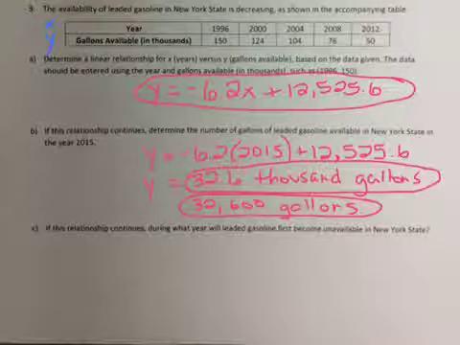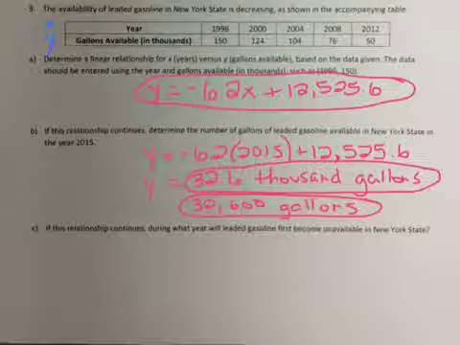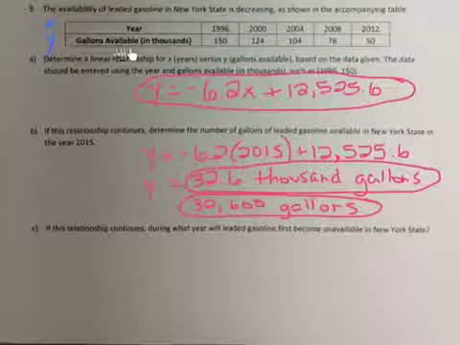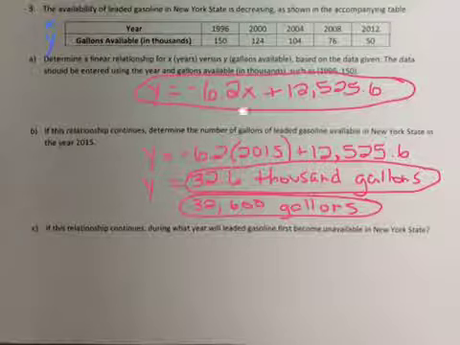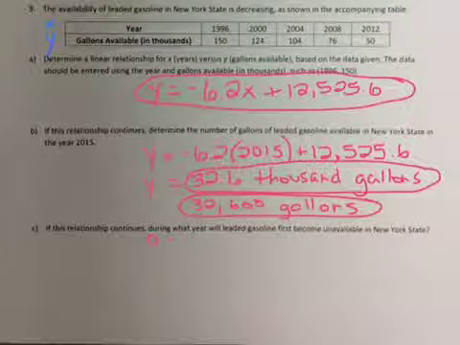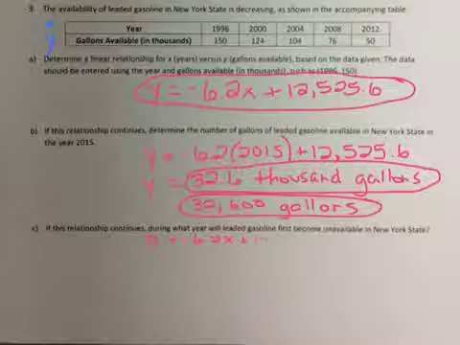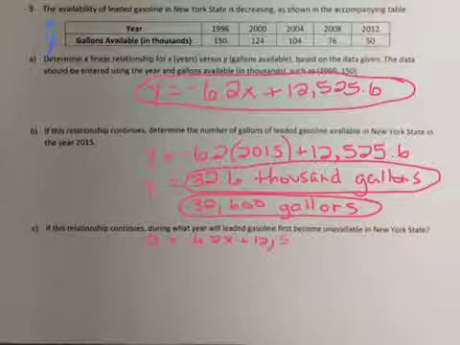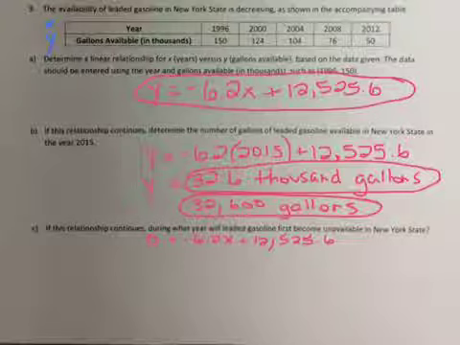Okay, and then finally part C says, if this relationship continues, during what year will leaded gasoline first become unavailable in New York State? All right, well, if it's unavailable, that means there's none left. So since the y represents the gallons available, we're going to have to replace this y in our original equation with a 0. And then we'll just solve for x on this side of the equation. So we'll have 0 equals negative 6.2x plus 12,525.6.